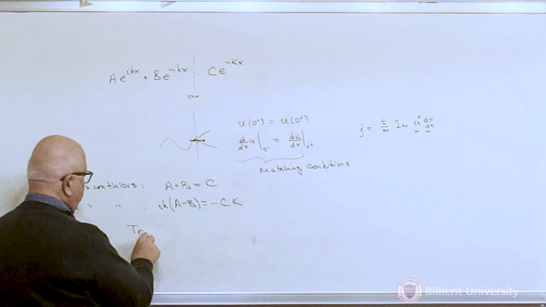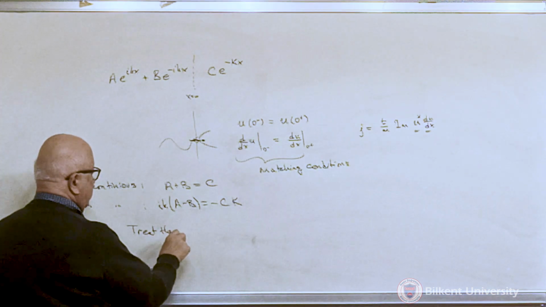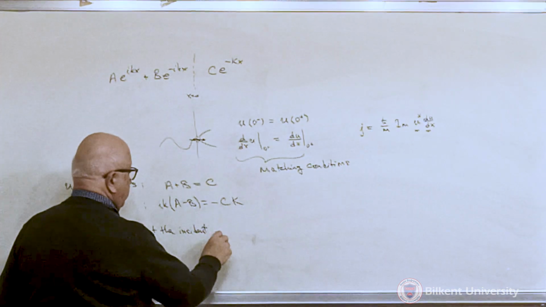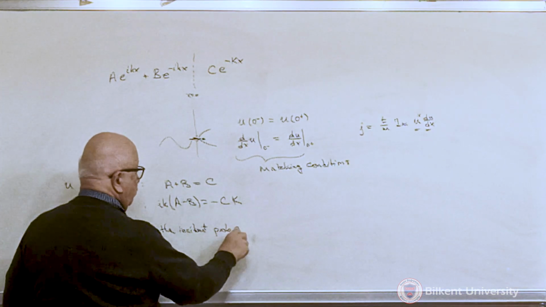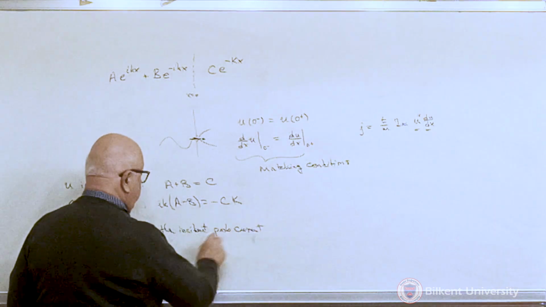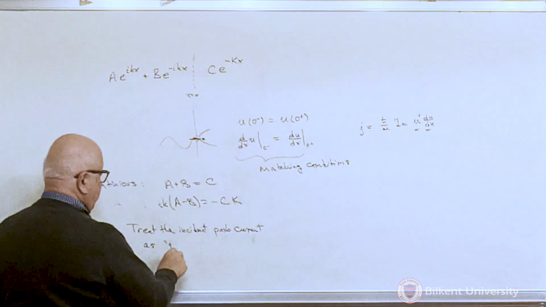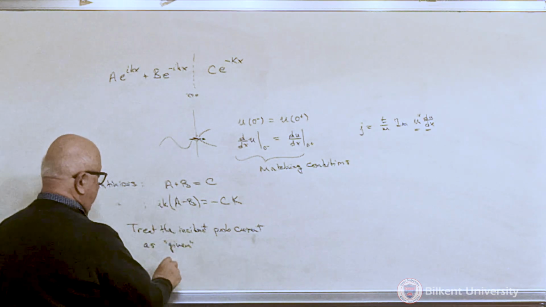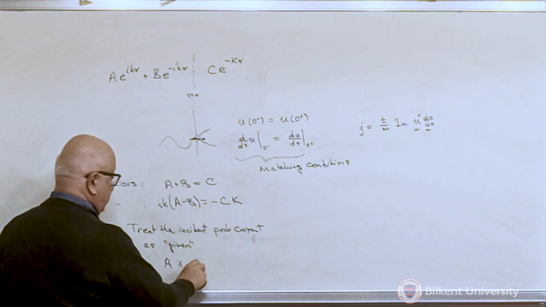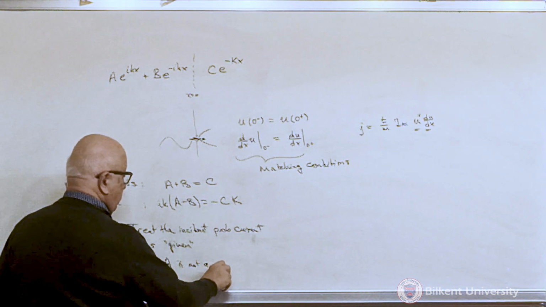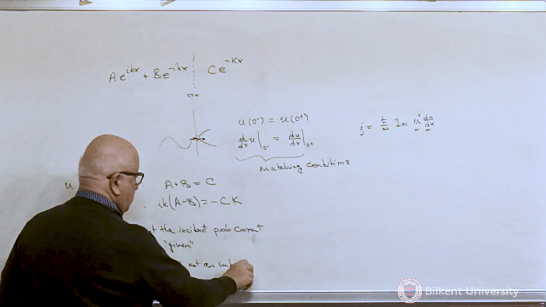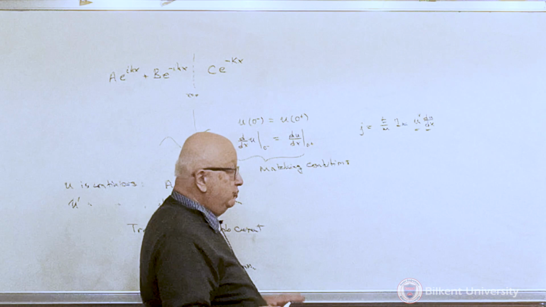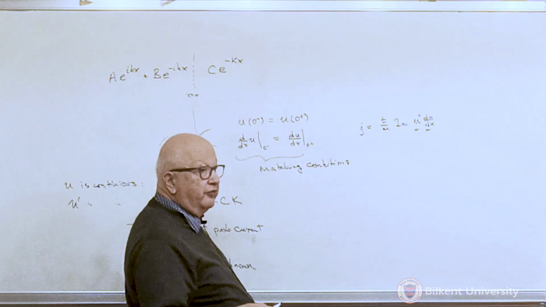So treat the incident probability current as given. That means A is not an unknown, which means I have just two equations and two unknowns. So I'll have to solve everything in terms of A.